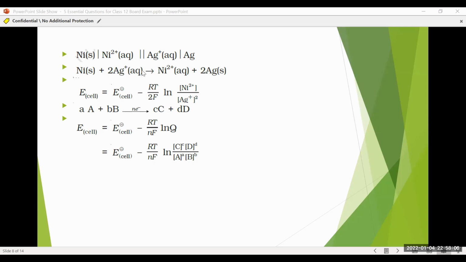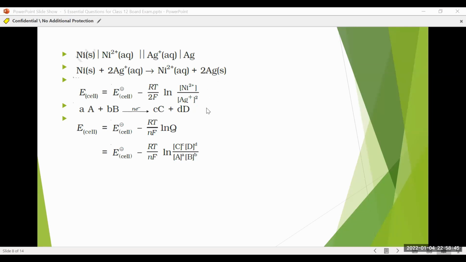But how will the loss and gain of electrons be equalized in a redox reaction? Because every electrochemical cell is a redox reaction. लॉस एंड गेन ऑफ इलेक्ट्रॉन इन हाफ इक्वेशन शुड बी इक्वल। तो आप इसको इक्वल करने के लिए कैथोड रिएक्शन को 2 से मल्टीप्लाई करेंगे। 2Ag प्लस एंड 2Ag आपने मल्टीप्लाई किया तो आपको टोटल रिएक्शन मिलेगी Ni प्लस 2Ag प्लस एरो Ni2 प्लस प्लस 2Ag.